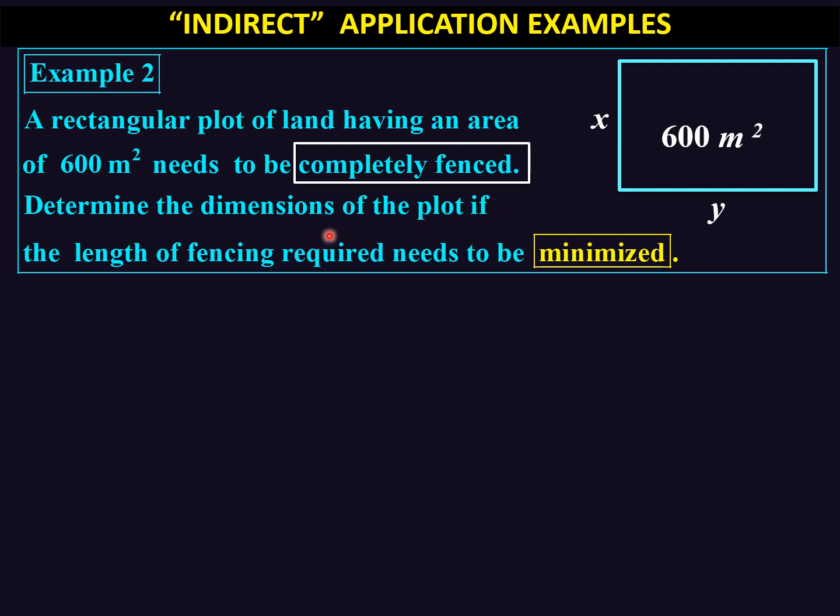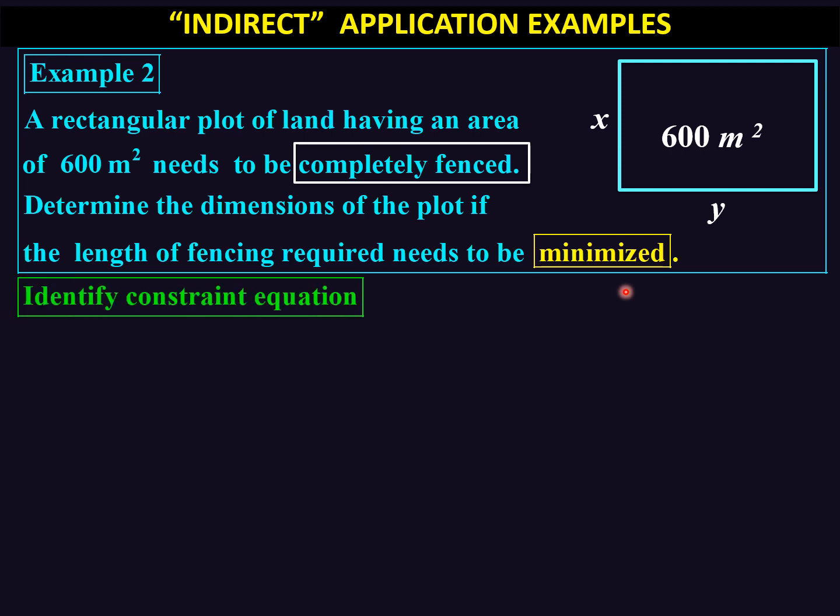Let's read further. Determine the dimensions of the plot if the length of fencing. What do we mean by the word dimensions? Dimension means measurements. What are the measurements? The length and the breadth. In this case, the x value and the y value. If the length of fencing, now what is this length of fencing? That is, the perimeter needs to be minimized, right? So it's important that we read our question carefully.